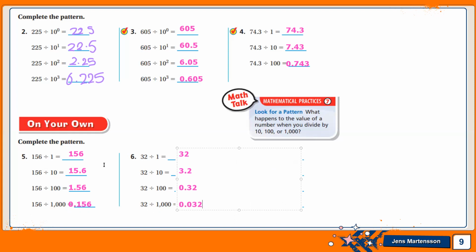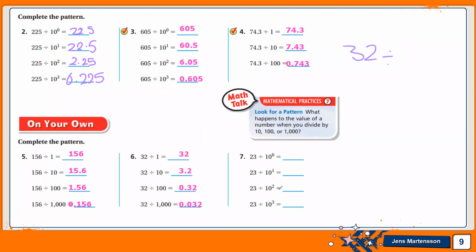Bravo, Sarah. Here, what did Sarah do? She said that I have 32 divided by 1000, so I have to go 3 digits. 1, 2, 3. So here, what did she do? She added a 0 in order to fill the missing digit. Thank you, Sarah.